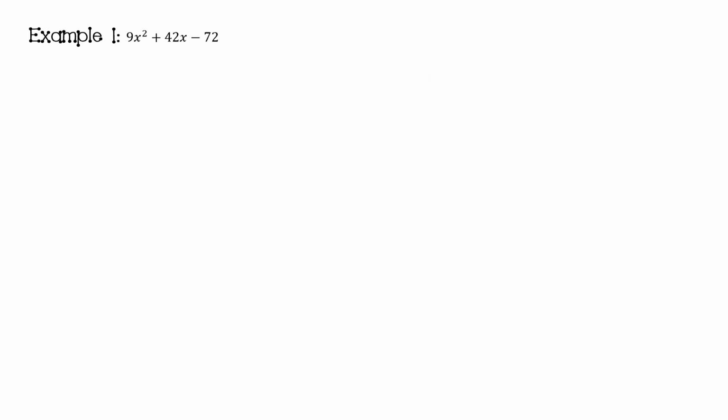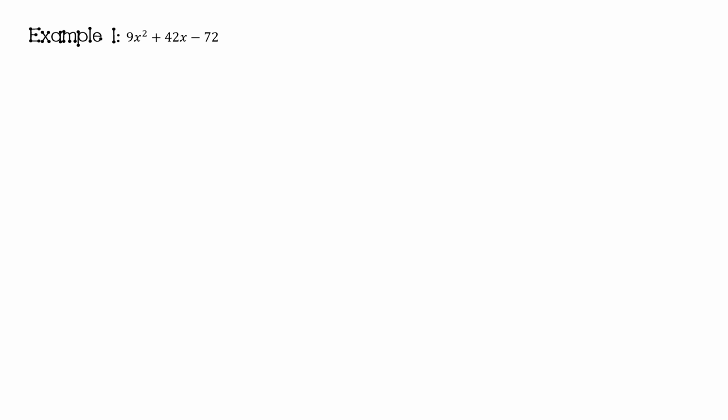So example 1, 9x squared plus 42x minus 72. I would encourage you to either look back in your packet at the steps to factor that are written, or you can periodically go back in this video, but I'm going to read the steps as I am going through this example. So step number 1 was to always make sure that the quadratic expression is in standard form. Okay, so my ax squared term is first, my bx is second, and the constant is at the end, so this is in standard form.